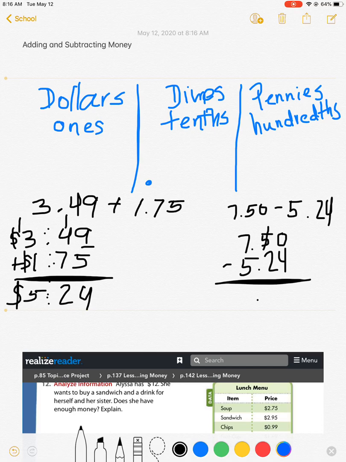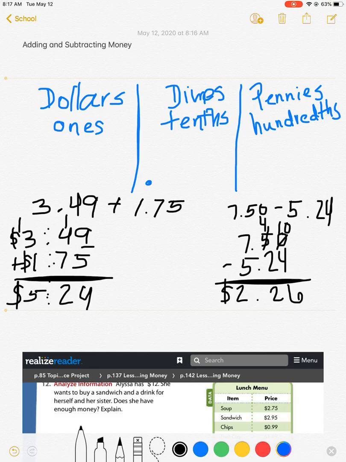This 5 we borrow from and regroup. Turns into a 4. The 0 turns into a 10. Now we can subtract. 10 minus 4 is 6. 4 minus 2 is 2. 7 minus 5 is 2. So we have a difference of $2.26.